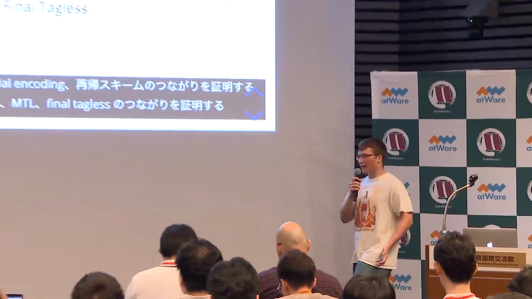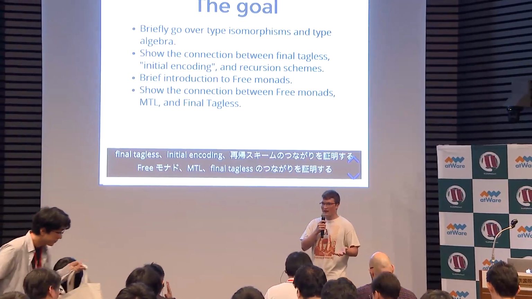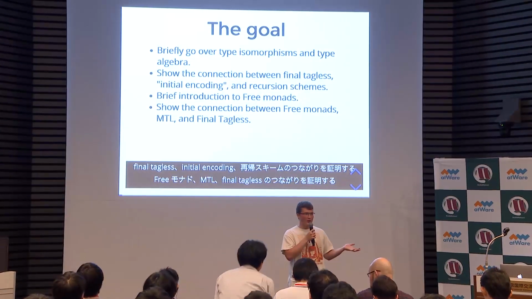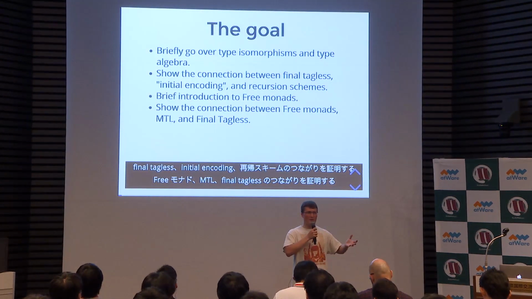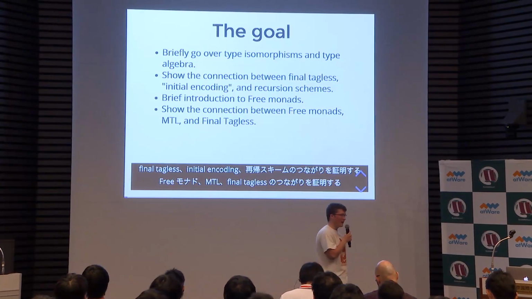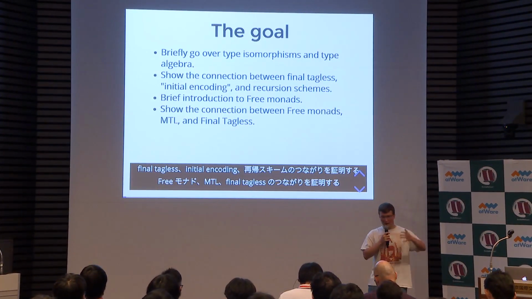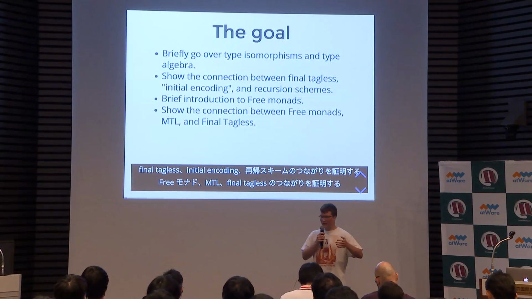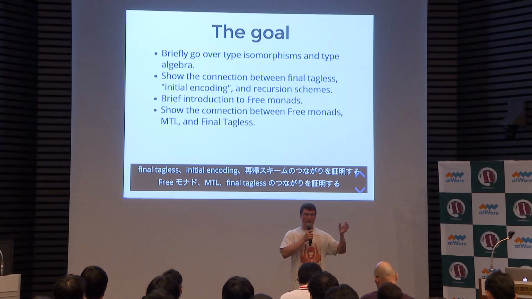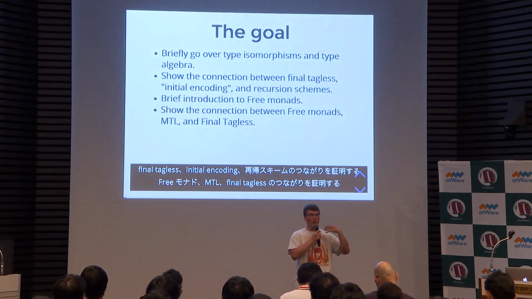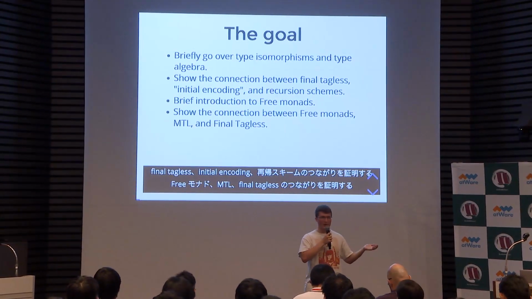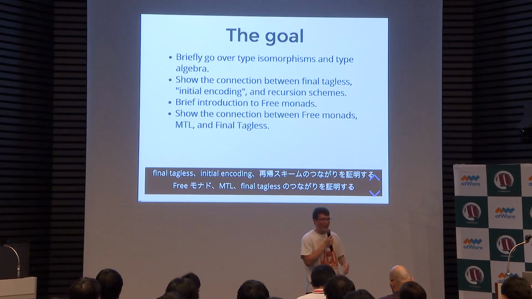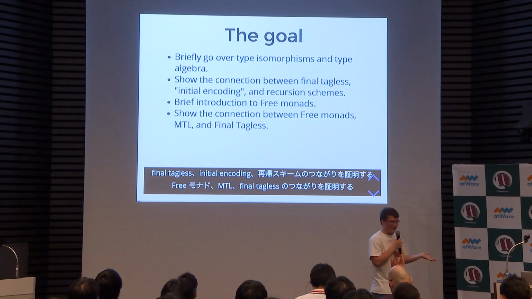All right, let's first of all talk about what our goal is in this talk. First of all, I'm going to explain to you what type algebra is and how to use isomorphisms and counting to see connections between different types. And then after that, we are going to talk about data types and recursion schemes and how we can recurse over a data structure and transform it into, or rather reinterpret it in many different ways. And we'll see that recursion schemes is actually the same as final tagless.